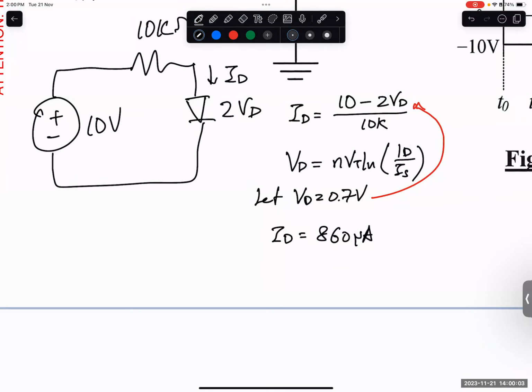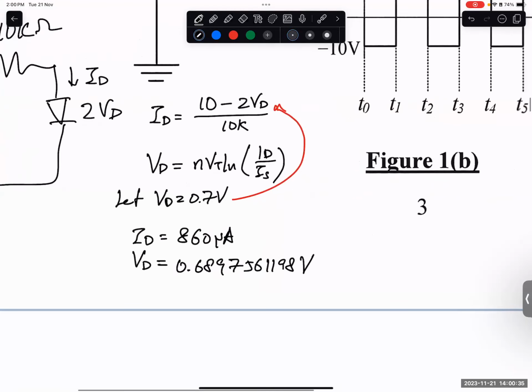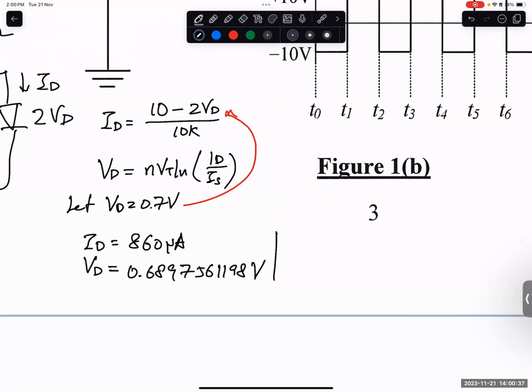Once we got this 860 microamp, we can get VD already. VD equals NVT ln ID divided by IS. ID is 860, so now we should get VD equals 0.689756119. Are you calculating or not? Are you copying my answer? Just type in the calculator. I write it long so that if it's the same answer, you all will get the same.